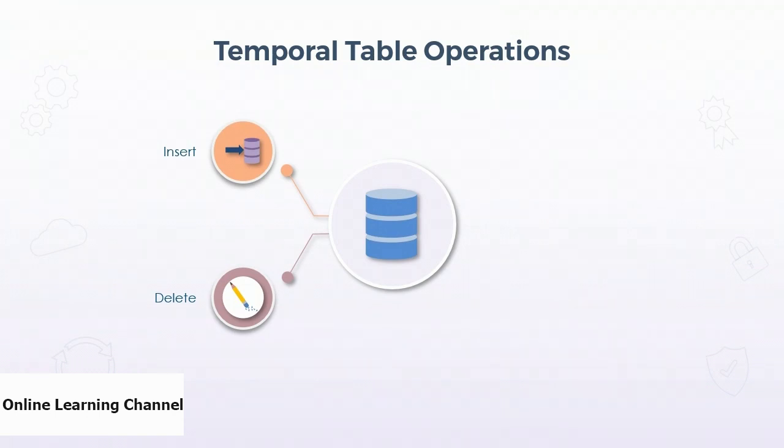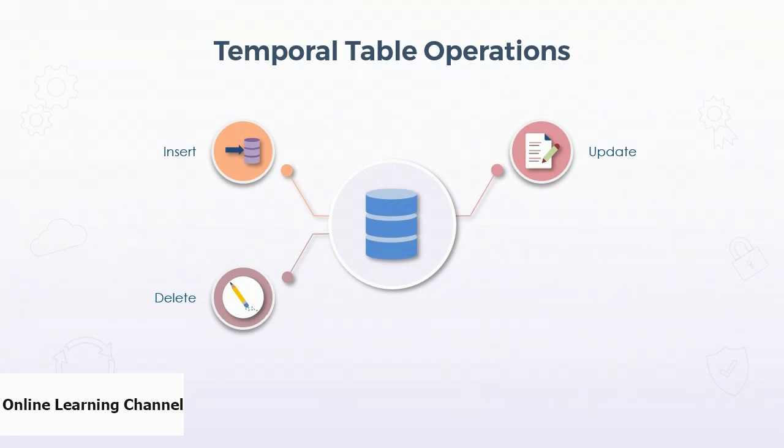The row end column for the history table record is set to the current transaction datetime. Then the row is deleted in the current table. If a record is updated, the row in the current table is copied to the history table, and that record's row end column is set to the current transaction datetime.